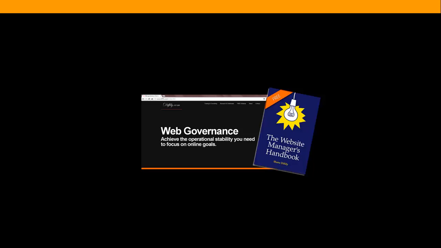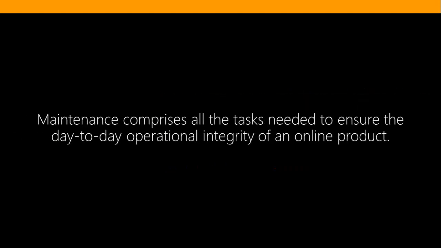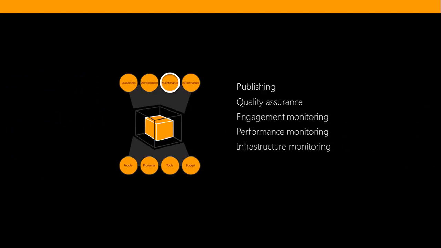Anyway, carrying on. Maintenance comprises all the tasks needed to ensure the operational, day-to-day integrity of a site or other online product. In other words, it's about making sure a service can run smoothly and according to plan, and is composed of 6 elements. These are publishing, quality assurance, engagement monitoring, performance monitoring, infrastructure monitoring, and change control. Taking the instance of a website again, as it grows in scale, it's tasks like publishing and performance monitoring that typically emerge first as distinct disciplines.